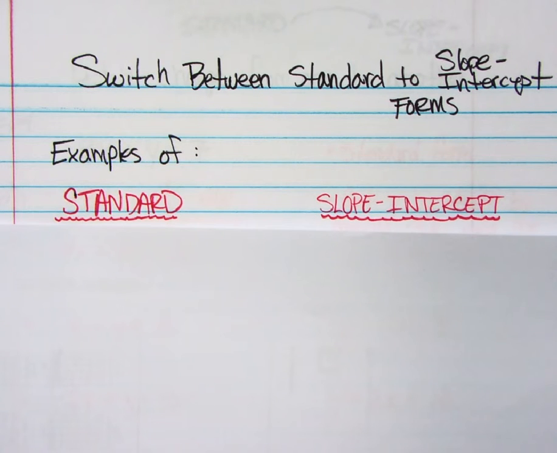All right, we're talking about switching between standard and slope-intercept forms today. So you're going to add this to your notes probably later on in the week. We're going to take a little quiz on this stuff. So we want to go ahead and make sure you get all this down and ask questions when necessary, okay?